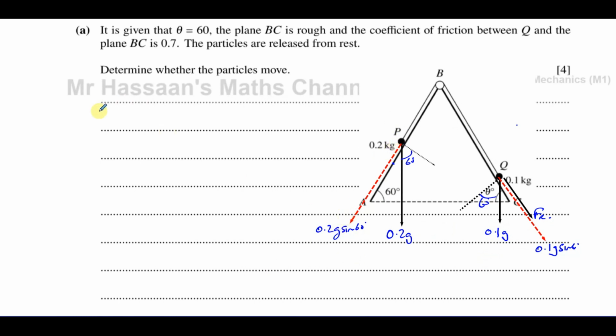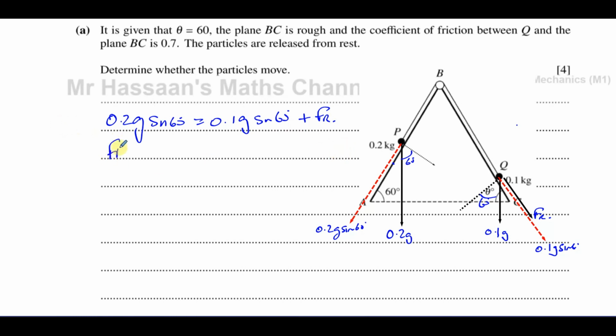Now, if we consider this as one particle, you can say that the force pulling on this side is 0.2 g sine 60, and the force pulling in the opposite direction is going to be 0.1 g sine 60 plus the frictional force. So for equilibrium, this has to be true. We're considering the whole system.